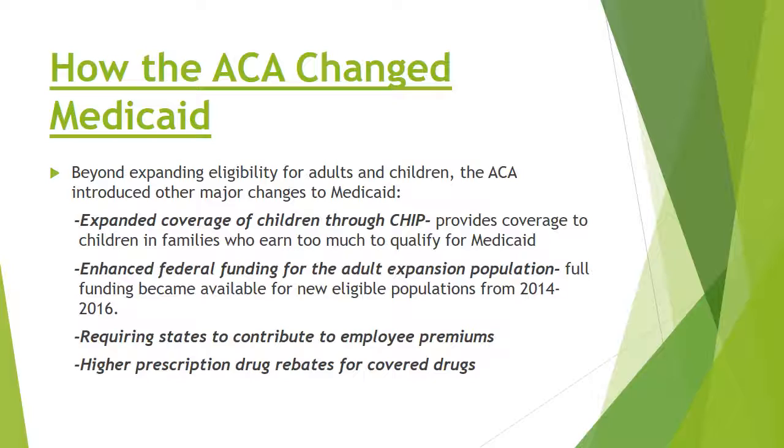The ACA also provides full federal funding for newly eligible populations from 2014 through 2016. Federal funding will phase down to 90% by 2020 and thereafter. At one time, it was optional for state contributions. Now the ACA requires the states to contribute to the employee premium share in order to give poor workers with access to employer coverage the means to afford it. In addition, the ACA amended Medicaid's outpatient prescription drug program to give states higher rebates for covered drugs and to extend the rebate program to Medicaid managed care plans.